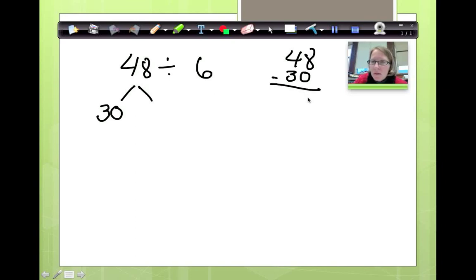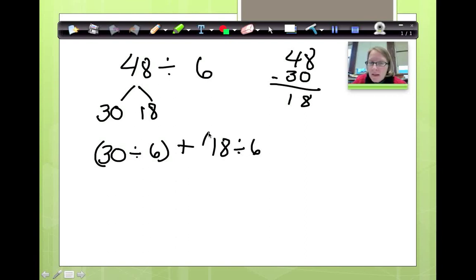8 take away 0 is 8. 4 take away 3 is 1. That leaves me with 18. So if I take a 30 out of 48, it gives me 18. Oh. So now I can make this as an addition statement. Okay, so now we have 30 divided by 6. That's one group, right? And we're going to add that to 18 divided by 6. That's another group. See? I broke this apart, but because this is a division statement, each one of these has to be divided by 6. Okay, just like the other one, instead of being divided by, they were multiplied. Each one has to be divided by this number.